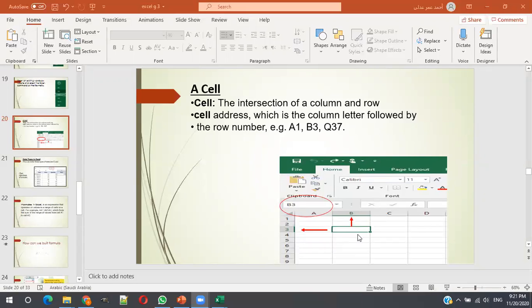Cell address is the column letter followed by the row number. Like this one will be B3. Why B3? Because it is from column B and row number 3. It's called B3. This is called C1. This is called D1. This is called D2. This is called C3.